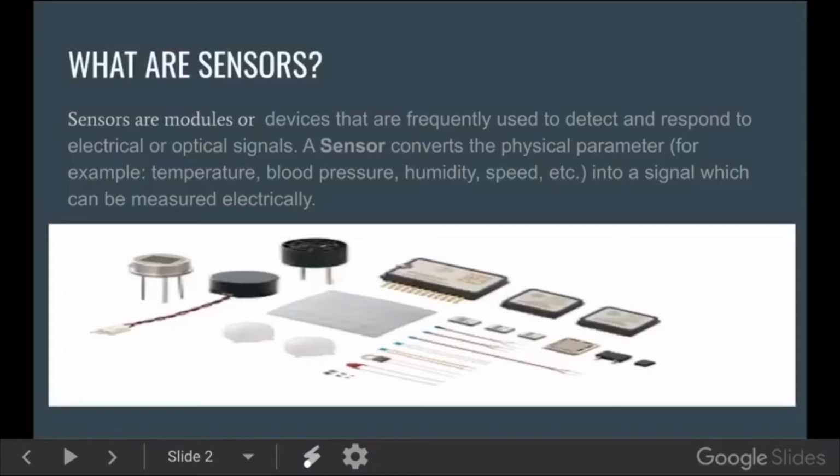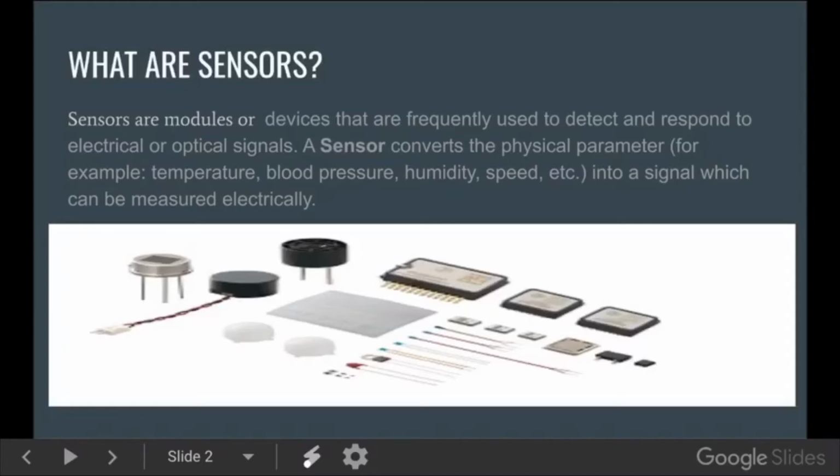So what does this sentence mean? Are they only going to detect if it's electrical or optical signals? I don't think so. So I want to read the second sentence as well. Sensor converts the physical parameters into a signal which can be measured electrically.